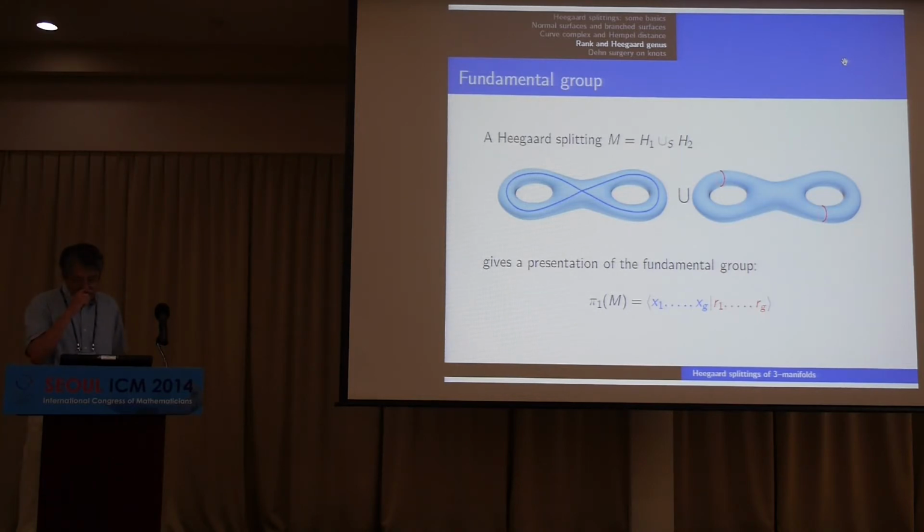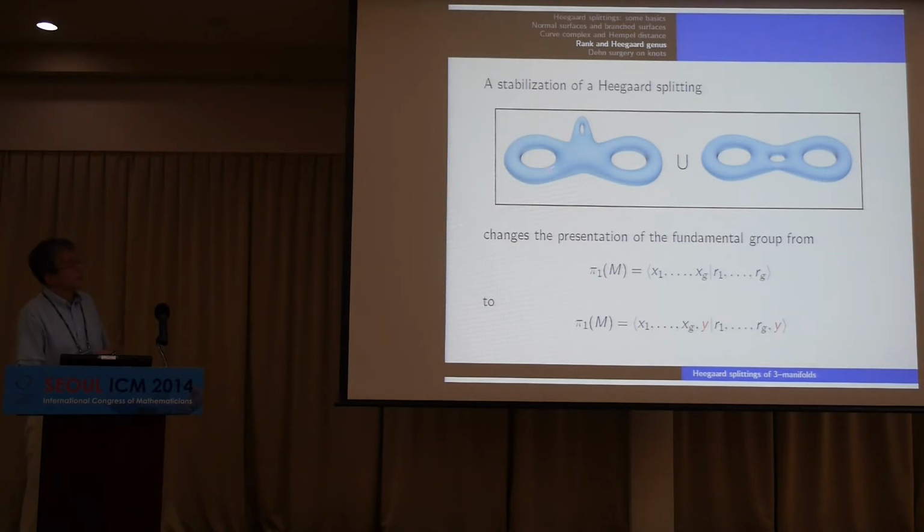So let me briefly say some basic relation between Heegaard splitting and fundamental group. If you have a Heegaard splitting, the core graph of one handlebody basically gives you a set of generators. In the other handlebody on the outside, you have a bunch of disks that give you relators. So every Heegaard splitting gives you a natural presentation of the fundamental group. And stabilization, if you add a handle, you add a generator. In terms of the fundamental group, it is just adding a generator and then killing this generator using a relator, so that basically doesn't change the fundamental group.